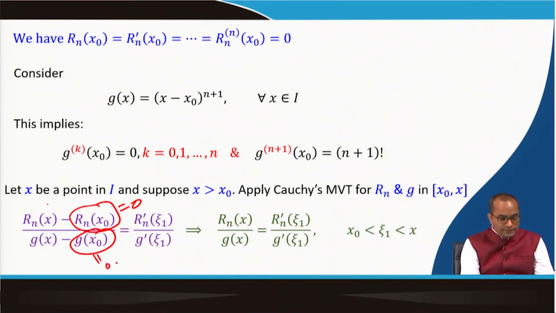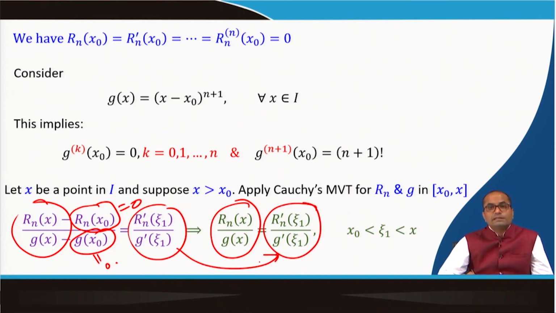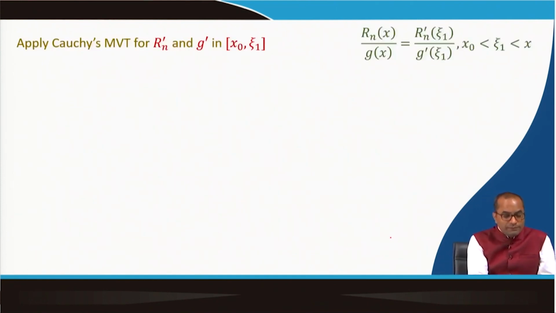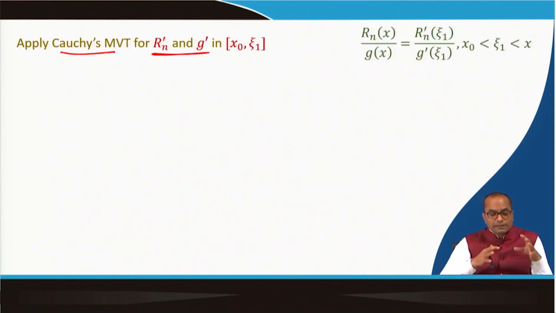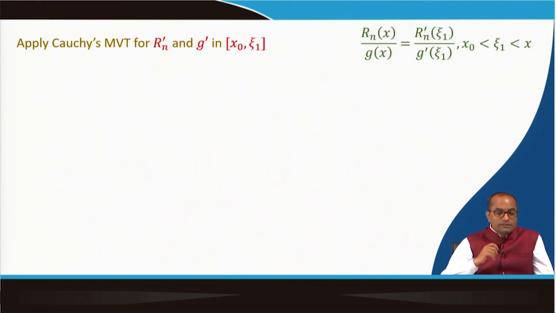Well, here we have already seen that Rn(x naught) is 0 and also g(x naught) is 0. So what do we get here? Rn(x) over g(x) is equal to Rn prime divided by g prime at xi 1. So we apply the Cauchy mean value theorem now on Rn prime and g prime. This result we already have when we applied the mean value theorem before on the functions Rn and g. Now we are applying the Cauchy mean value theorem on the derivatives. So the Rn derivative is one function, and the g derivative is another function. We are applying the Cauchy mean value theorem now on these two functions.